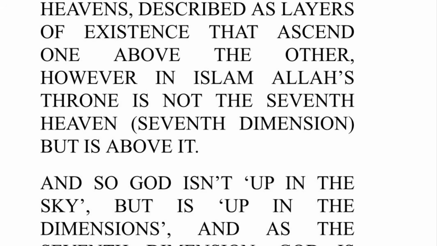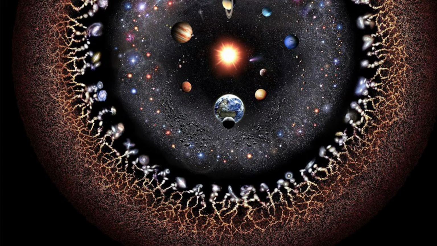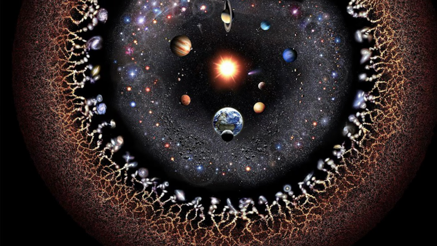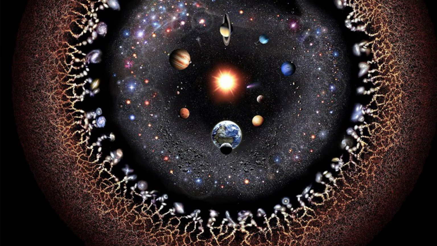As the 7th dimension, God is all-encompassing and omnipresent because God is everything, seen and unseen. While different belief systems describe these ideas in different ways, they can be viewed as pointing toward the same underlying structure.